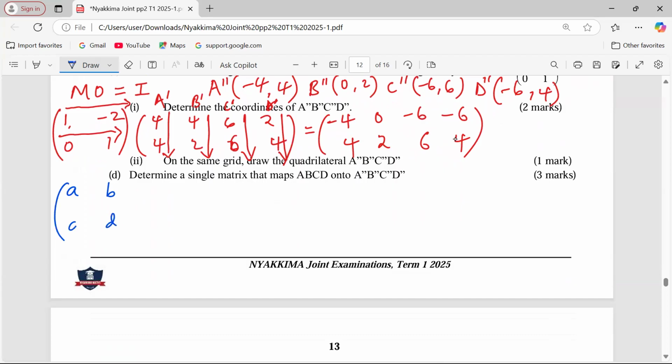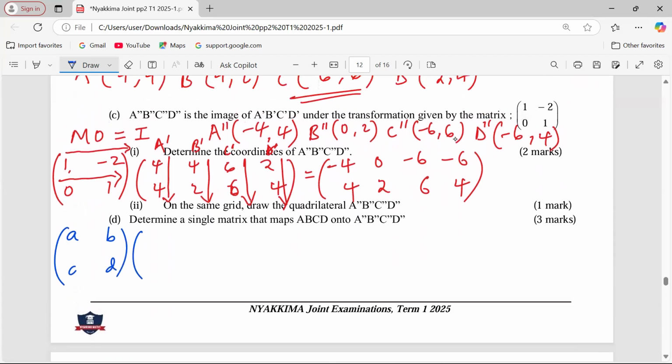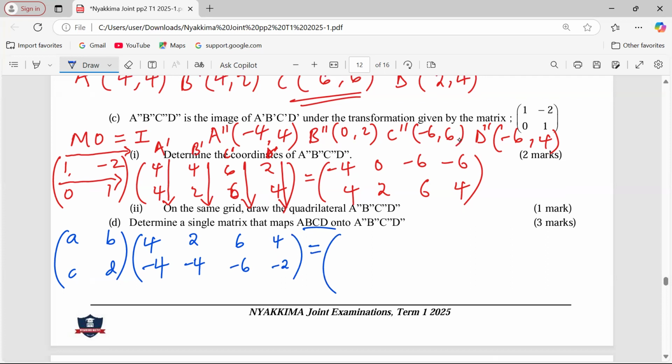Those are the elements in the known matrix. Then we are multiplying matrix. We are multiplying A, B, C, D, which is coordinate 4, -4, 2, -4, 6, -6, and 4, -2, for us to get the final triangle, which we've just dealt with up there.